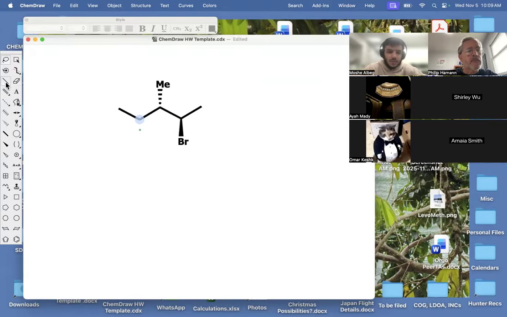And this is a condition for only E2, right? For eliminations, yes, for E2. So in this case, it can't eliminate in this rotamer, this conformation, because the hydrogen that you need, you can add it, but you don't need to have wedges all over the place. The hydrogen is not in the right location. The methyl is. Okay, so let's switch these. Now the hydrogen is in the right location.